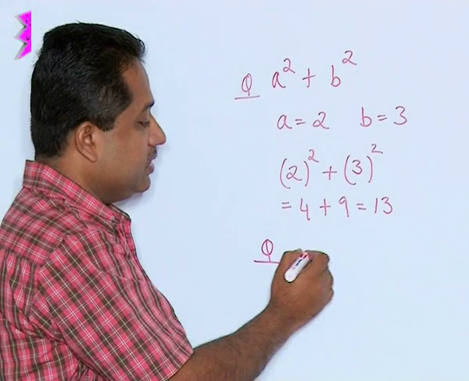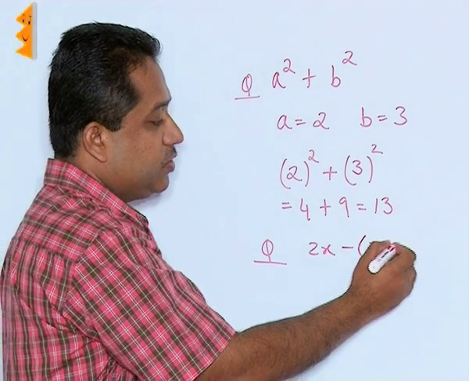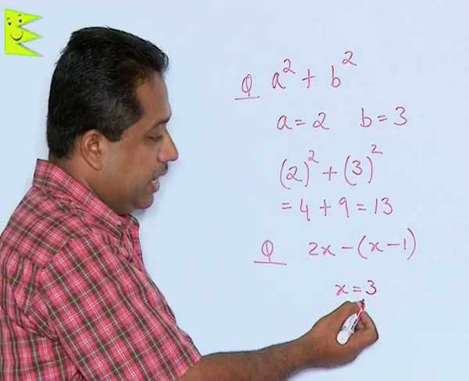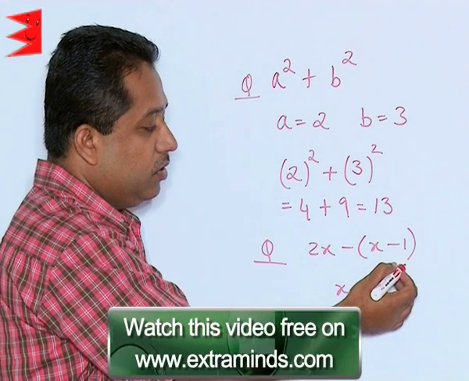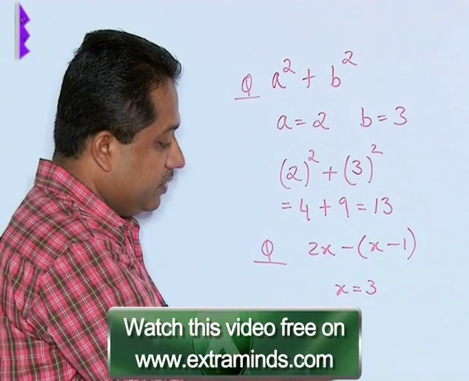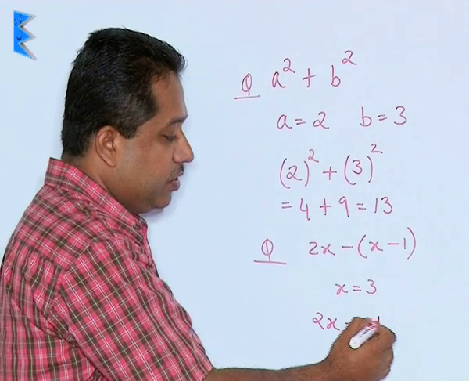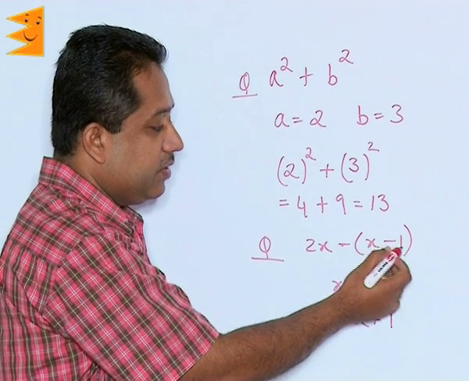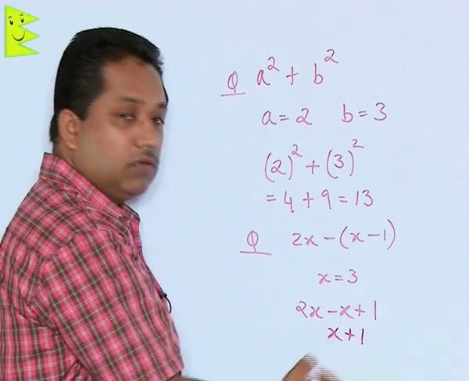We can have other questions as well. Find the value of, let's say, 2x minus of x minus 1 when the value of x is 3. Again, when we are going to substitute the value of x as 3, we will get the value that we require. But first we are going to simplify this bracket. So, when we simplify this, this will become 2x minus x, and minus is going to become plus 1. The signs will change inside the bracket because there is a negative sign here. So 2x minus x, we are going to get x plus 1.